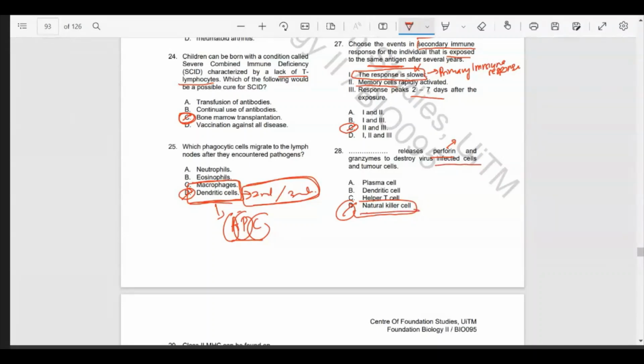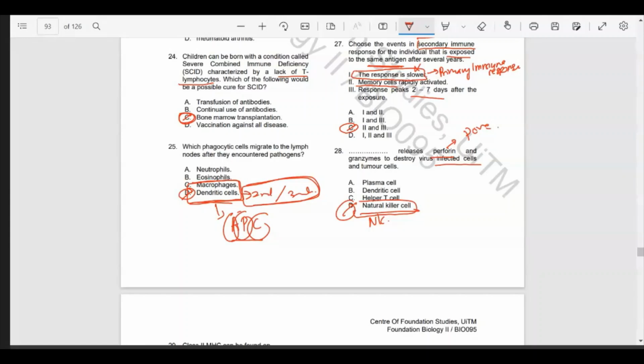Natural killer cell will release two types of chemical, perforin and also granzyme. What is the function of perforin released by the NK cell? Form pores. Form pores on whom? The membrane of target cells. Who is the target cell? The infected body cell, the host cell. Infected body cell or tumor cell in this case.